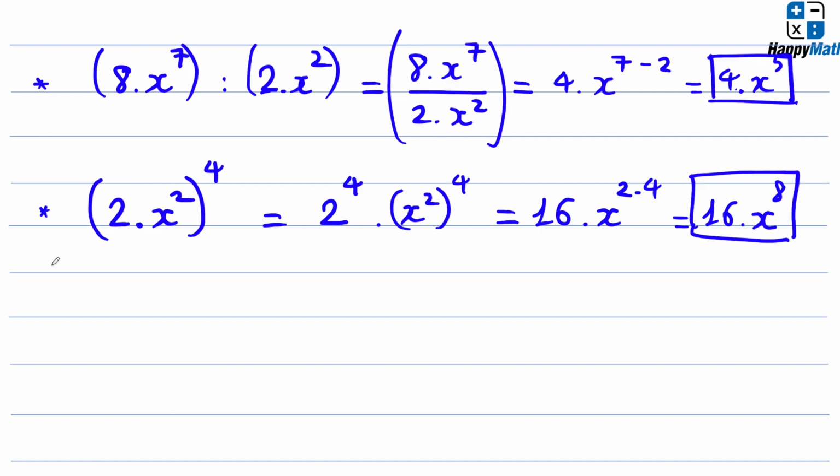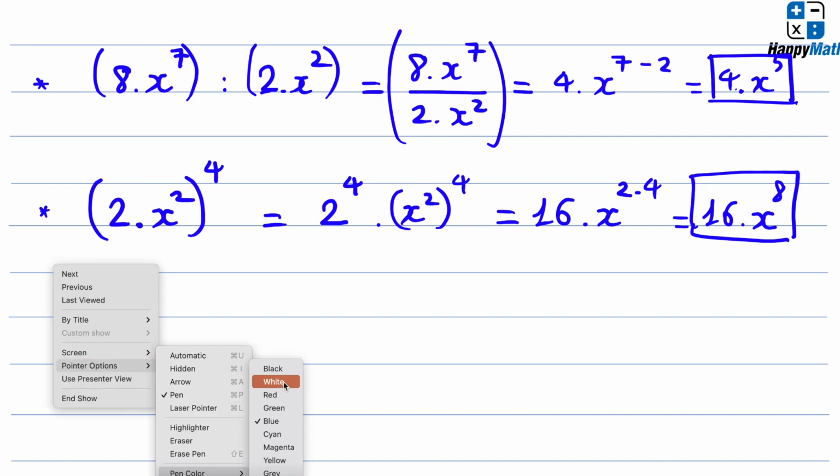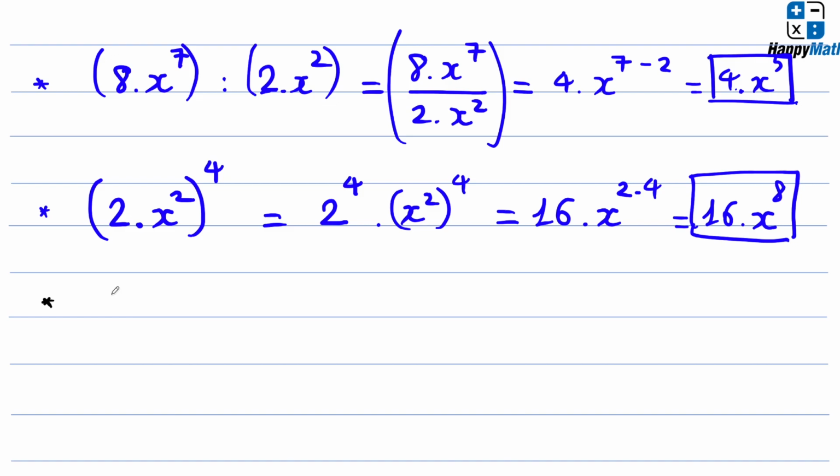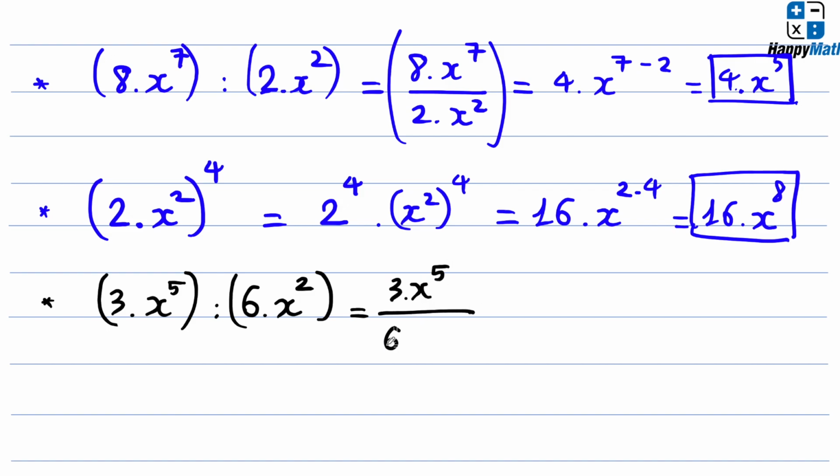So let's practice again with another example. Look at it. You got 3 times x to the power of 5 divided by 6 times x to the power of 2. Okay, from this form I want to change to a fraction. You got 3x^5 and you got 6x to the power of 2. So the numerator you got 3, the denominator you got 6. Imagine in your mind 3 over 6 will be simplified to 1 over 2.